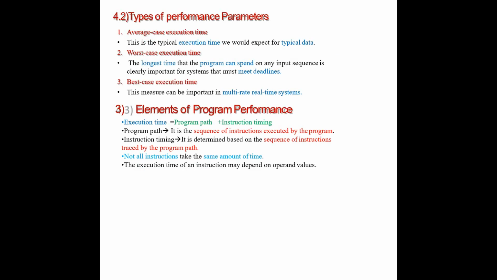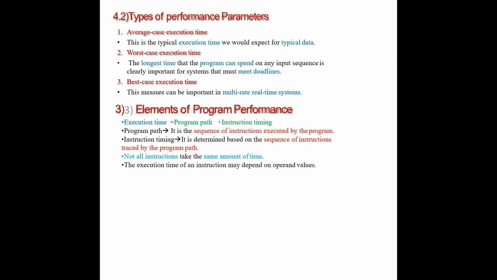The types of performance parameters are the average case execution time, the worst case execution time, and the third one is the best case execution time. Coming to average case execution time, this is the typical execution time we would expect for typical data. In the case of worst case execution time, the longest time that the program can spend on any input sequence is clearly important for systems that must meet deadlines. In the case of best case execution time, the measure can be important in multi-rate real-time systems.